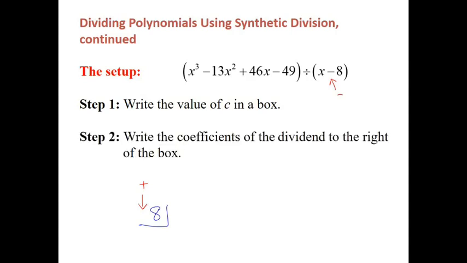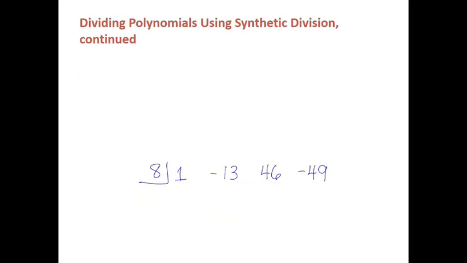Alright? So, that's 1 in front of the x cubed, negative 13 in front of the x squared, then 46, then negative 49. Again, if there are missing powers of x, you have to put zeros as placeholders. So that's how you set this up. You take the opposite sign of the factor, and you write the coefficients that are in front of your descending powers of x, and be sure there are no missing powers of x. Alright, so here we've got this.